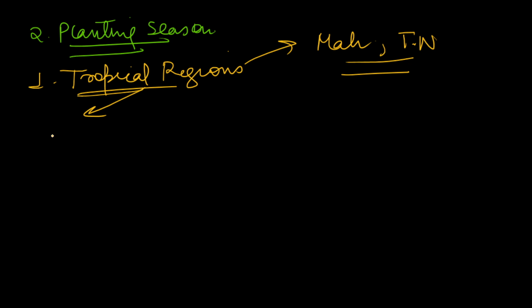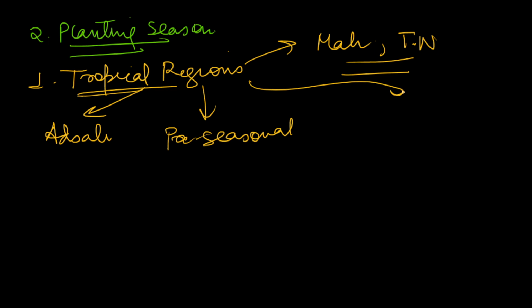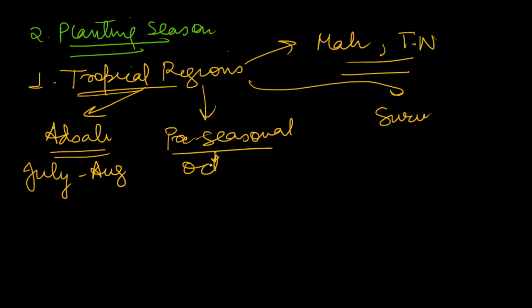The first one is Adisali, the second one is pre-seasonal, and the third one is Suru. So these are the three times when plants are planted. If you do not remember the names, just remember the periods. Adisali is the July-August period. Pre-seasonal is obviously the October-November period, and Suru is the January-February period. So these are the three seasons in which planting can be done in tropical regions.